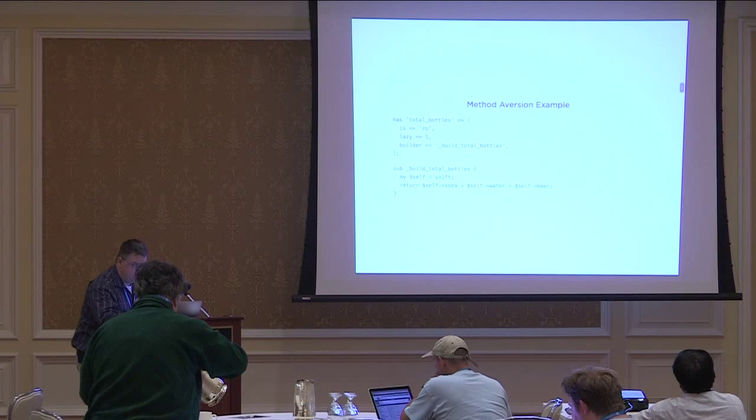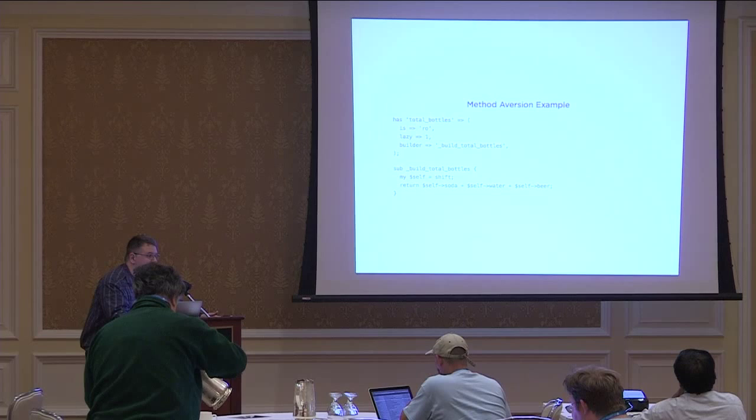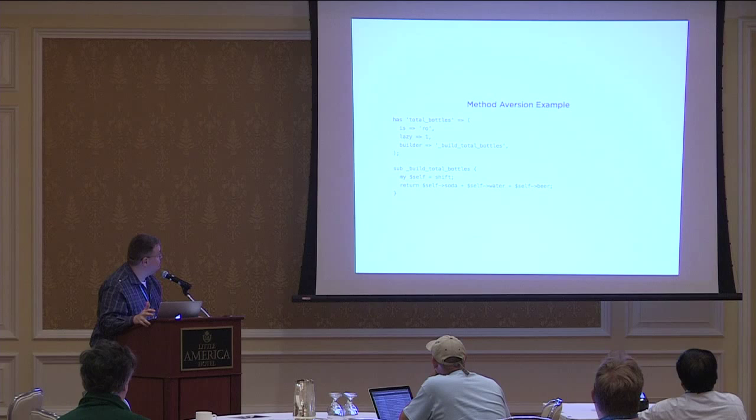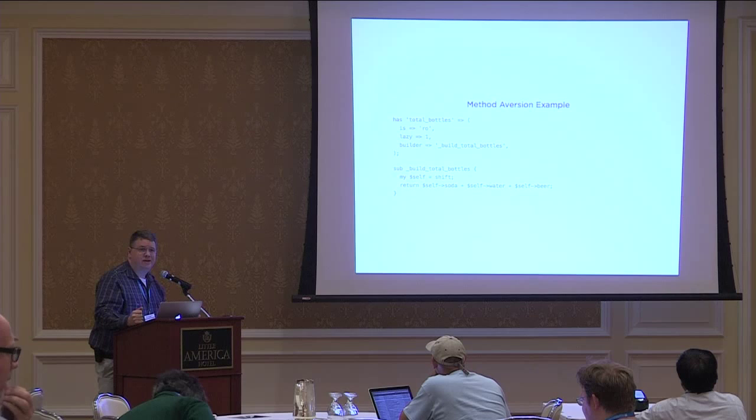So the first behavior we came into contact with when we started using Moose was something I call method aversion. There were so many nifty features that Moose would do, and the first thing that smacks you in the face with Moose is attributes. And now something happened where the part of the brain that thinks about methods went a little bit weird for a while.